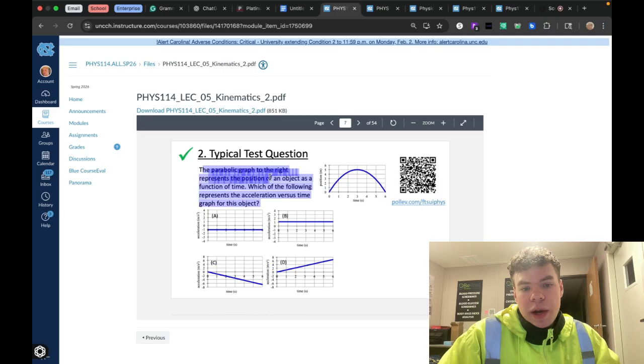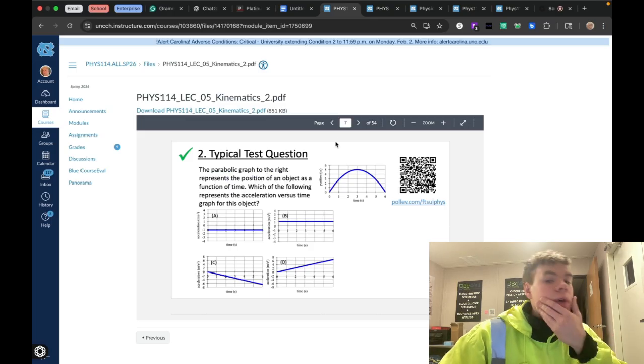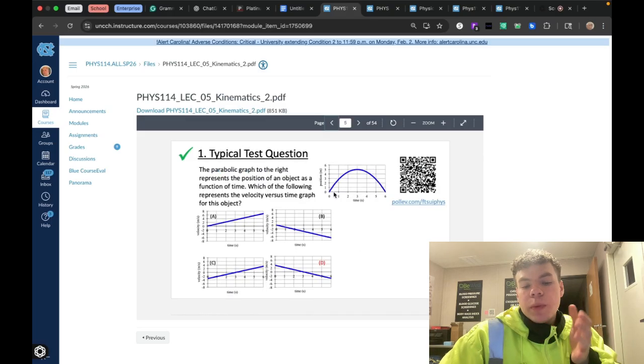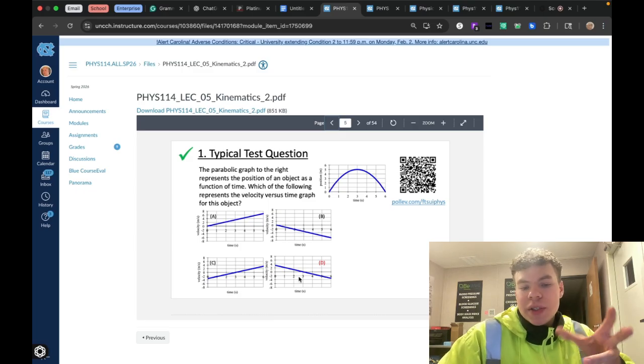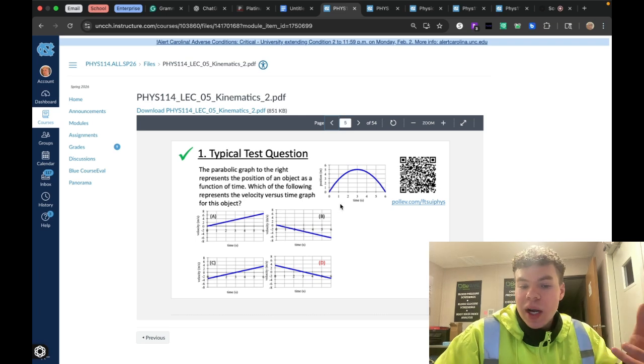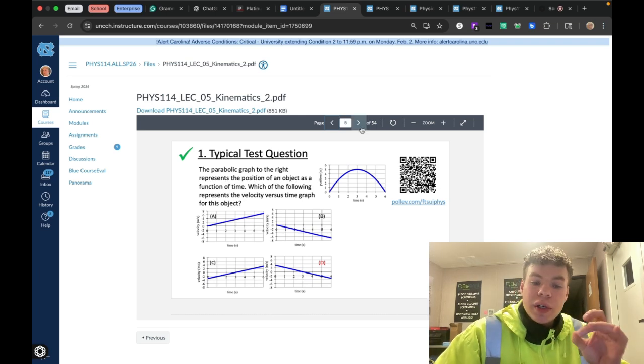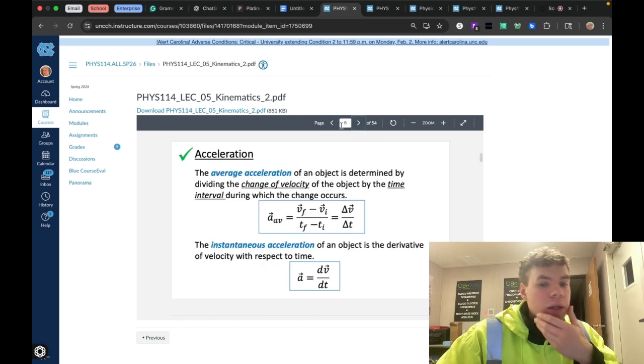So, typical test question. The parabolic graph to the right represents the position of an object. Which of the following represents the acceleration versus time graph? Going back to this one, we already talked about how it was D. It is a constantly decreasing velocity. The velocity is decreasing at a constant rate, so the acceleration is constant, not zero.